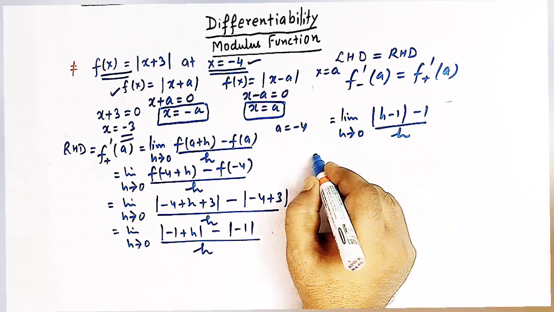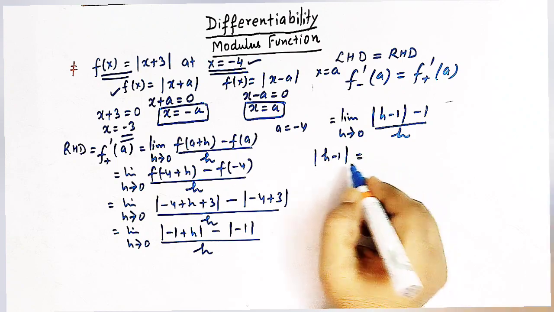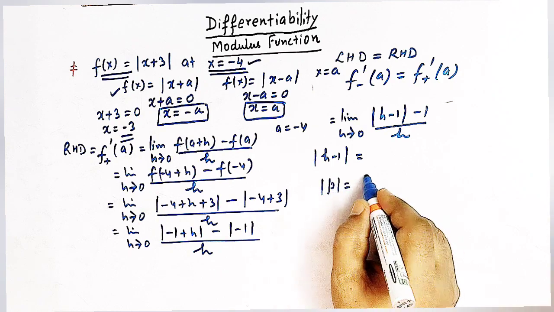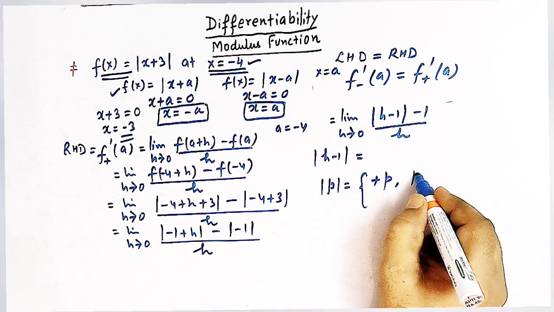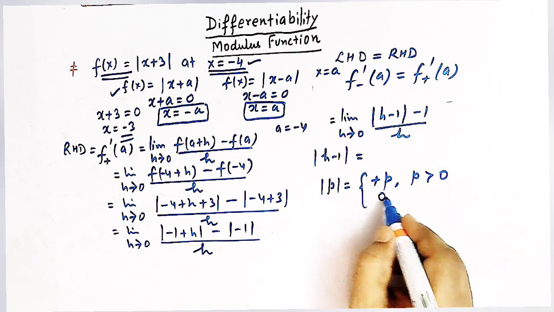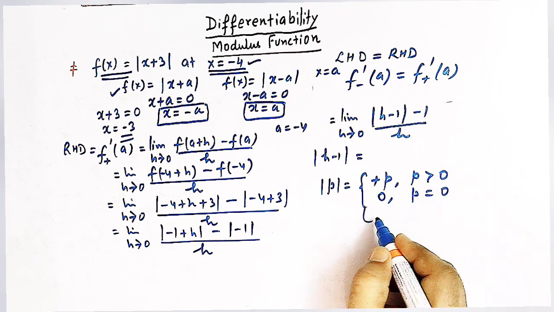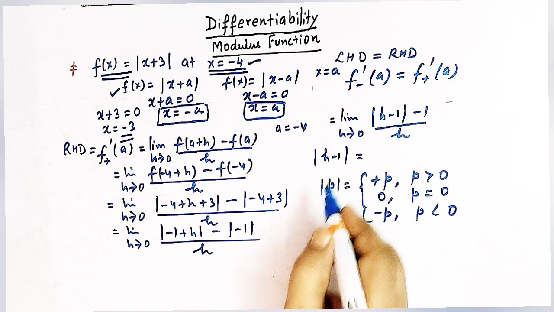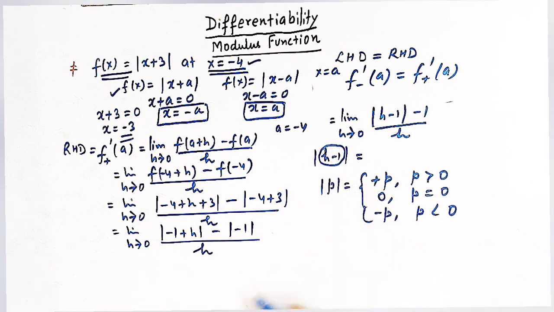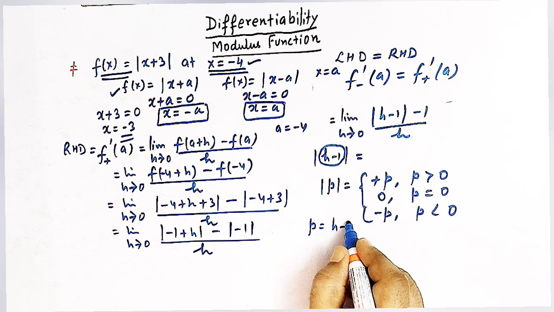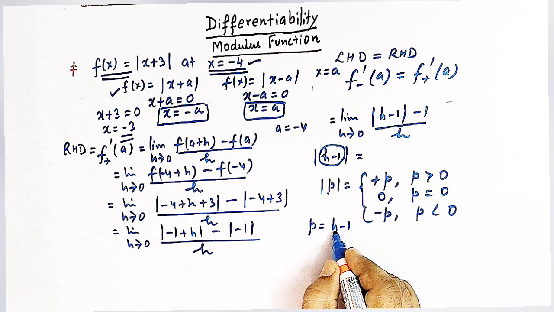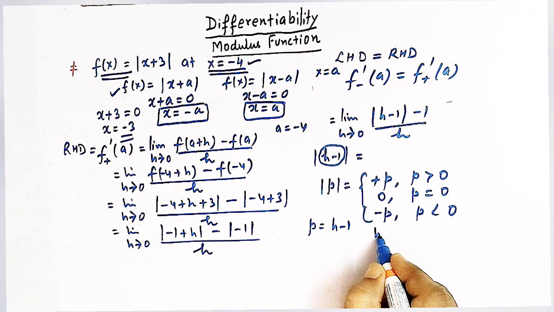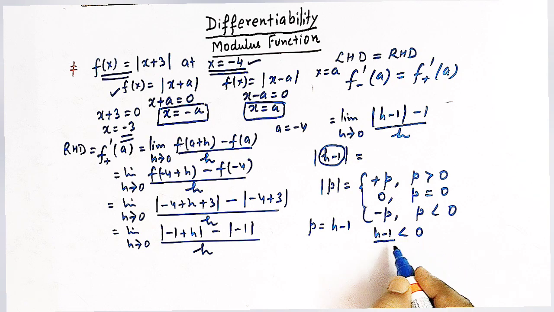So now here we have mod of h minus 1, right? Now from the definition of mod function, mod of p is given by positive p whenever p is greater than 0, and mod of p is 0 when p is 0, and mod of p is negative p when p is less than 0, right? Now see here, we have h minus 1. So if we take p is equal to h minus 1, then h is infinitesimally very small as compared to 1. So h minus 1 is less than 0. So this is a negative quantity.